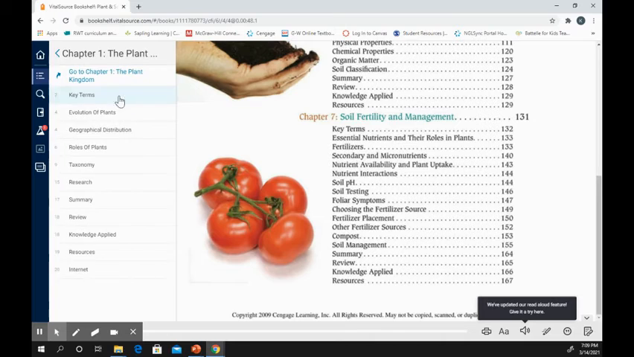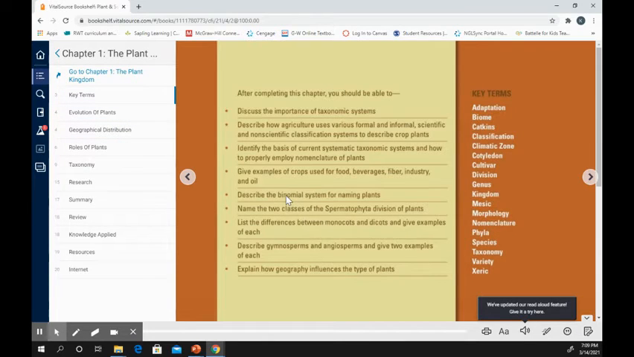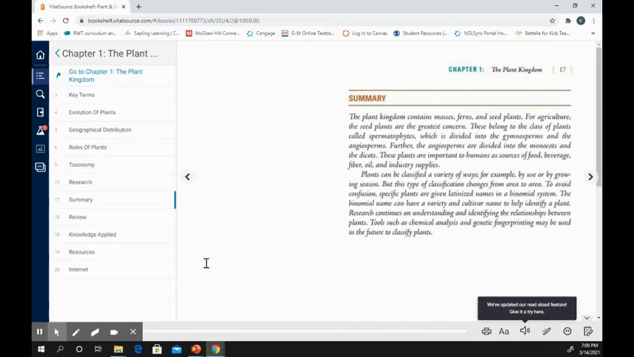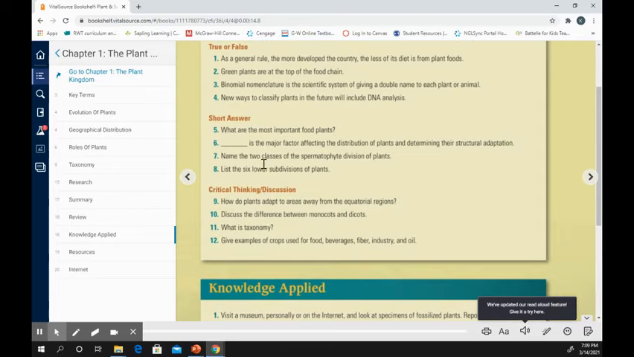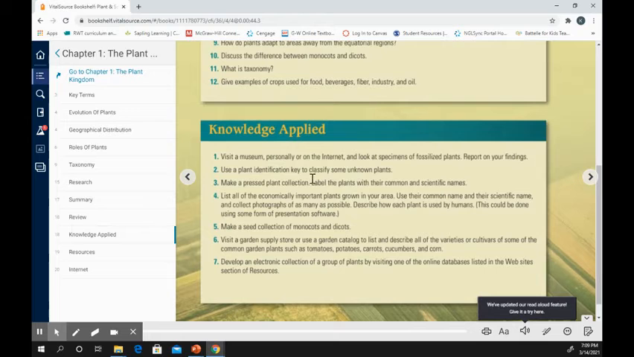Here are some examples of key terms that students would need to know, objectives of completion upon reading and learning the chapter, chapter summary. There are questions to review, true and false, short answer, critical thinking, and discussion. And then the application of the knowledge that is being learned throughout the coursework.